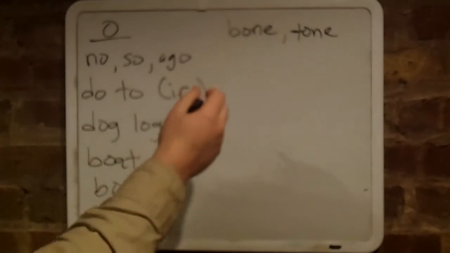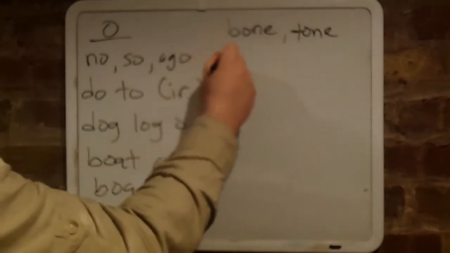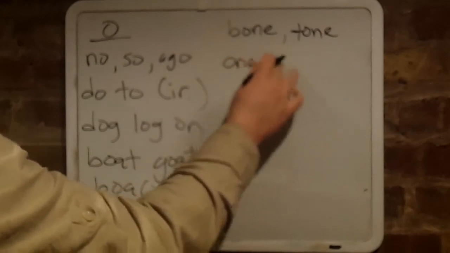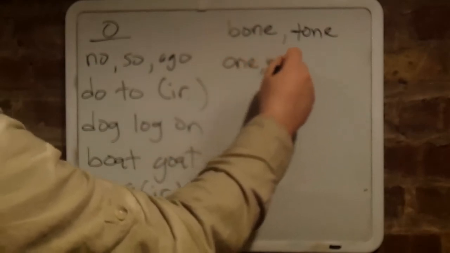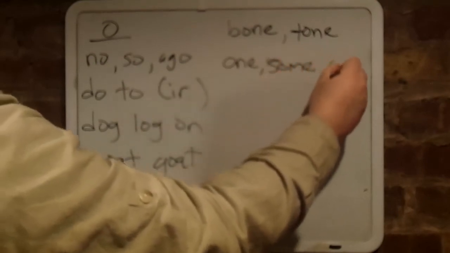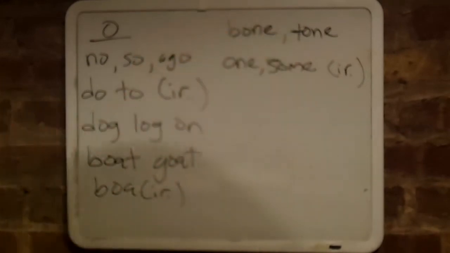There are a bunch of exceptions to this though. So some irregular exceptions to this rule would be words like one, some. So those are two very common exceptions to the silent E, long O rule.